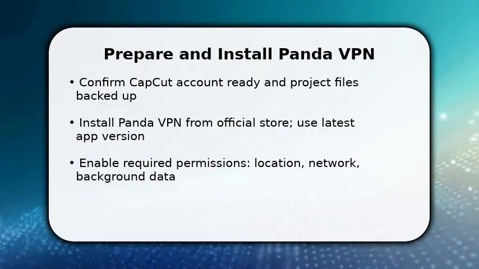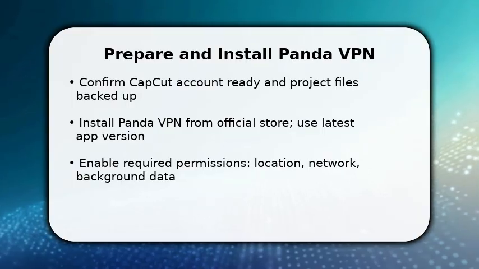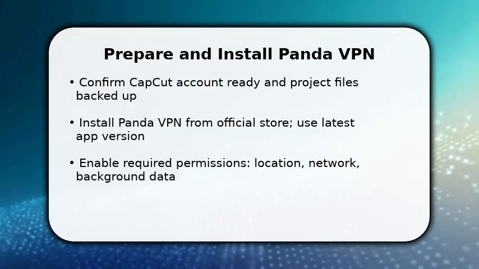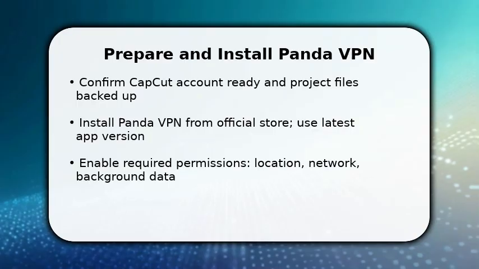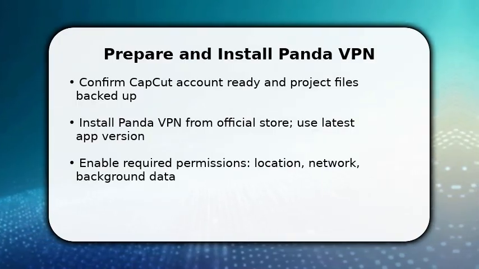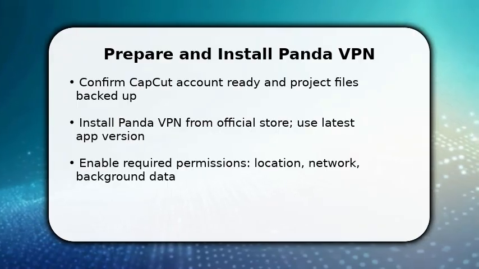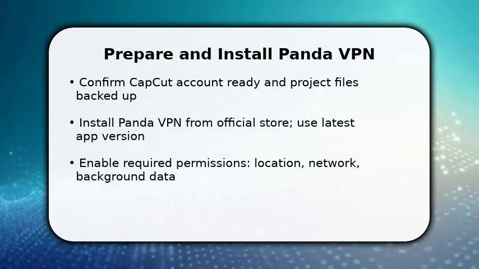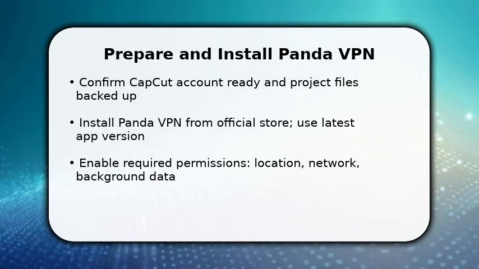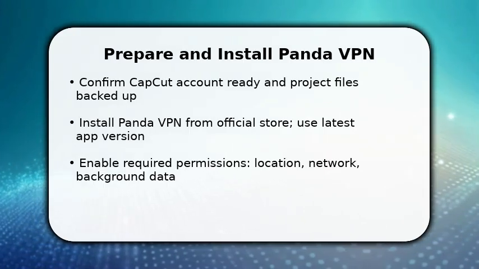You start by installing Panda VPN and preparing Capcut. Do this now. Once the VPN app is installed, sign in or create an account so you can connect immediately. Make sure Capcut is closed while you set permissions. This prevents connection conflicts. Also enable background data and allow network access for both apps so routing works.